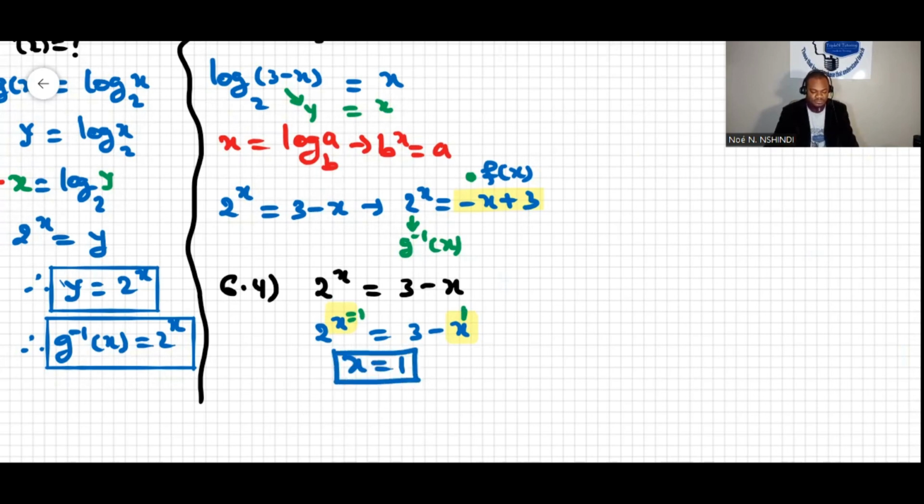So when I say look at the question, I mean you're going to use intuition here, intuition to see that x has the value of 1.